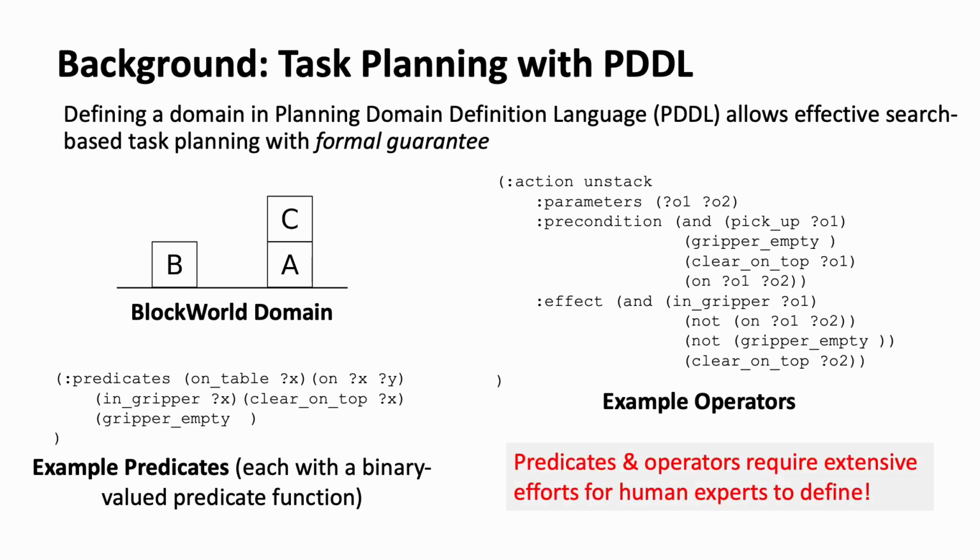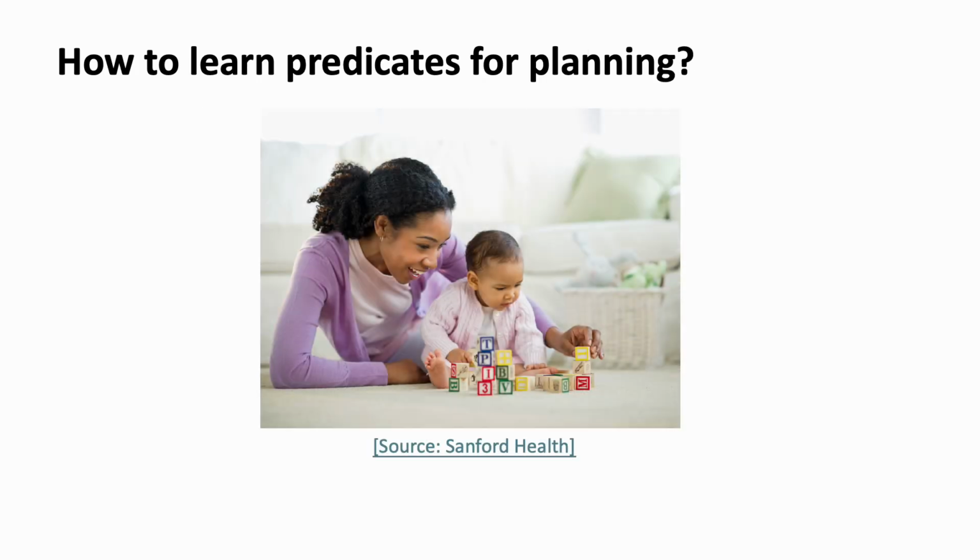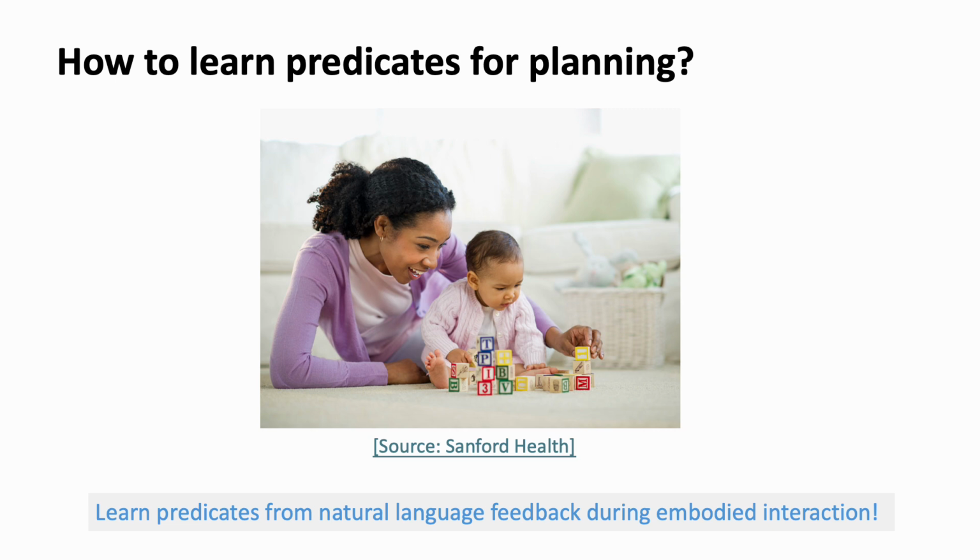While PDDL-based planning is effective, it's usually non-trivial to handcraft predicates and operators even for human experts. Then how can robots learn predicates for planning? Human infants can quickly learn spatial concepts from caregivers' language feedback during physical play. Inspired by this, we propose to learn predicates from language feedback during embodied interaction.